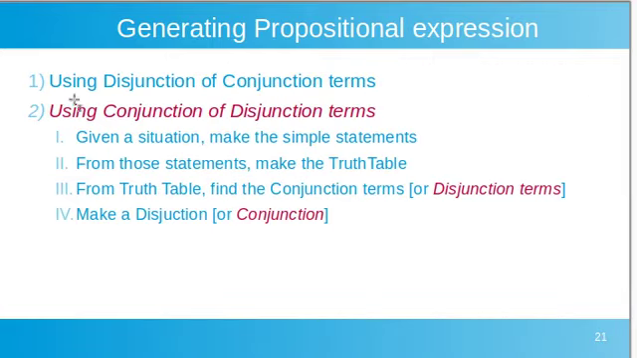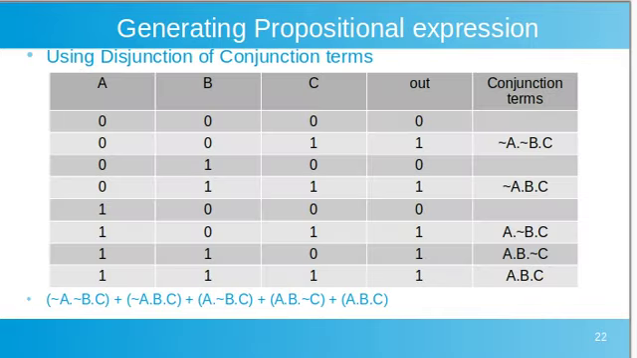Now we will first check how to find the propositional expression using disjunction of conjunction terms. Then we will see how to find the propositional expression using conjunction of disjunction terms. First we will take the disjunction of conjunction terms. Conjunction terms are also called min terms, that is the product of the input values. So here we will consider only those min terms where the output is 1. We will not consider where the output is 0. So we will get the 5 min terms or conjunction terms. So how will we generate these conjunction terms? When the input is 0, it will be taken as the negation of the input value.